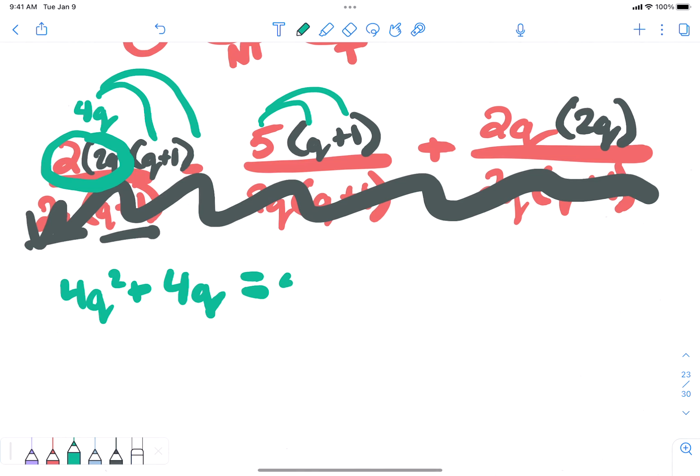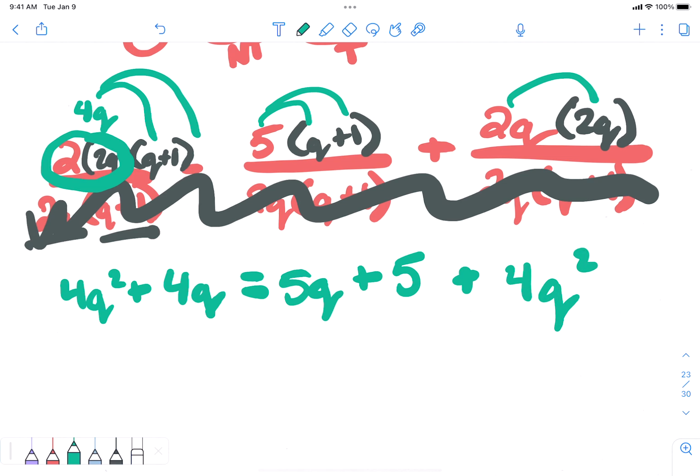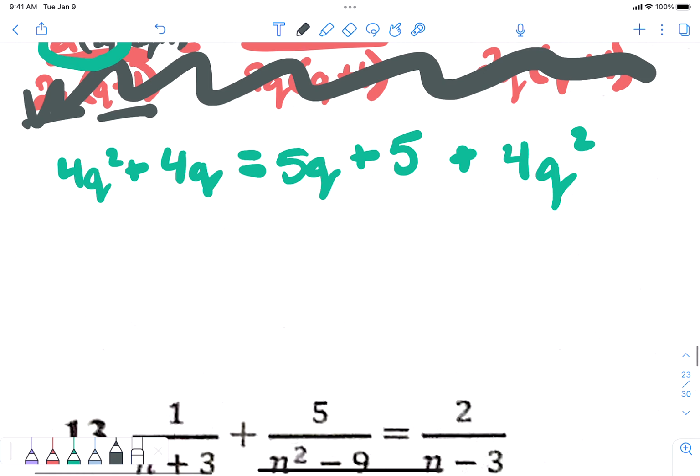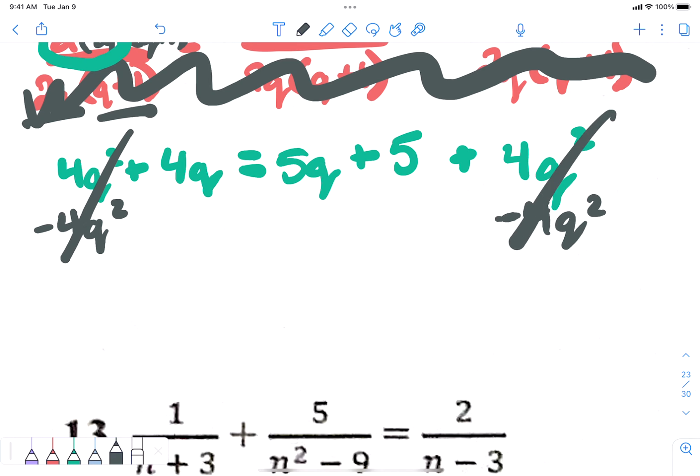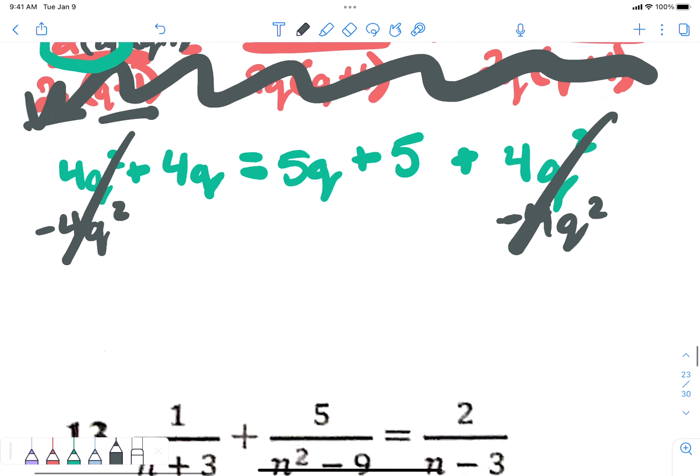5q plus 5. And then let's multiply those together. So plus 4q squared. This is real nice, folks. I'll show you. What are you going to do first? Subtract the 4q squared over. Minus the 4q squared over. Oh, man, we don't have any more of those. They're all gone. It's the same on both sides, so they cancel.